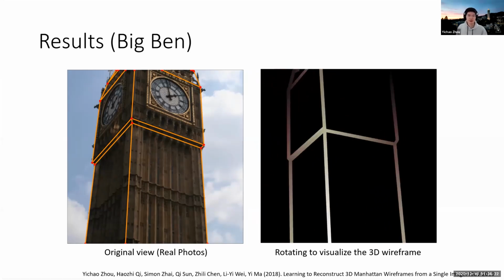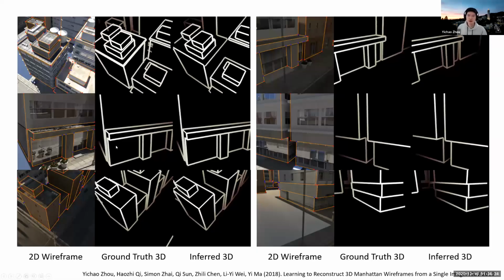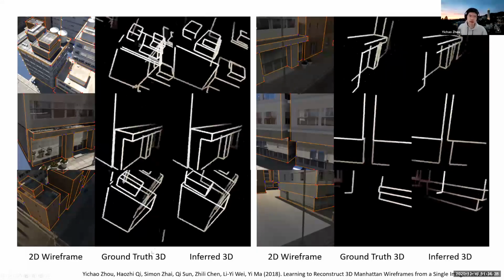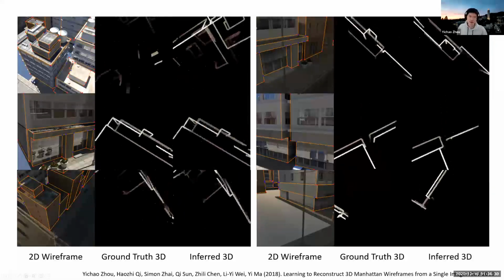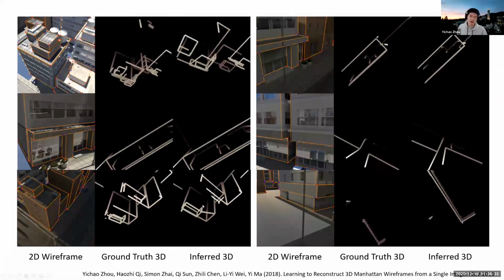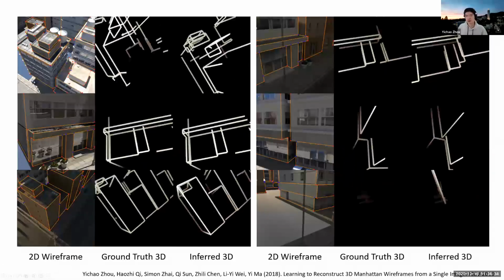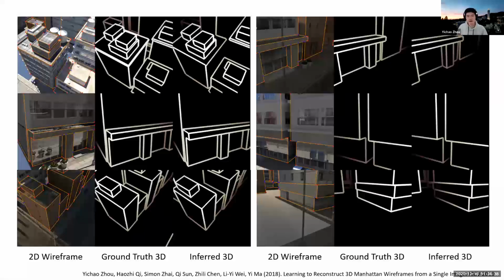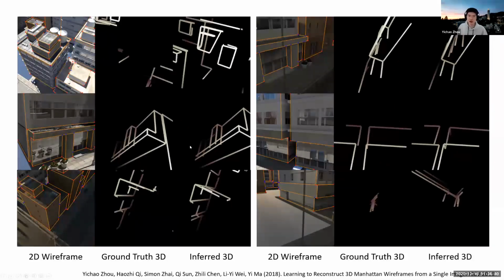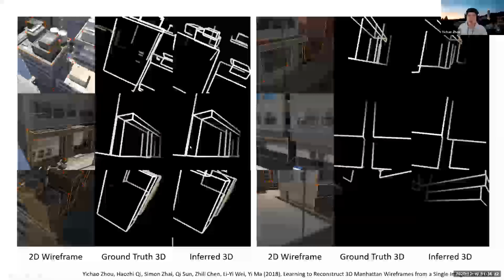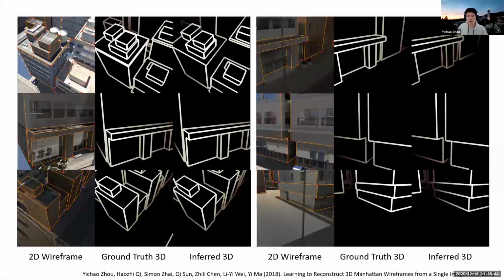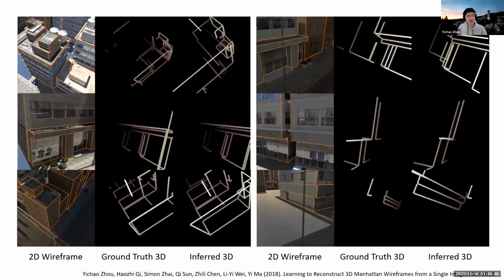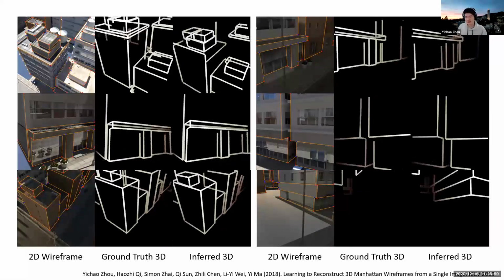Yeah, I will skip this. Here's more results. From a 2D wireframe, we can extract the ground truth 3D and the inferred 3D. You can compare them. If the algorithm doesn't fail, you can see that the result is almost identical to the training data. This is because everything is regulated by the geometry principle, the vanishing point, and the lines in this case.